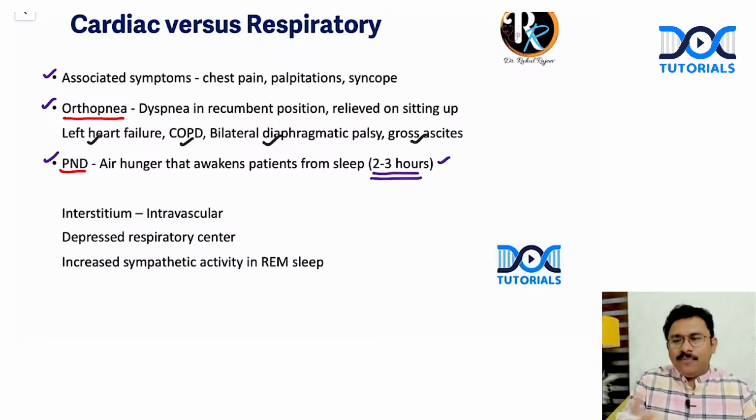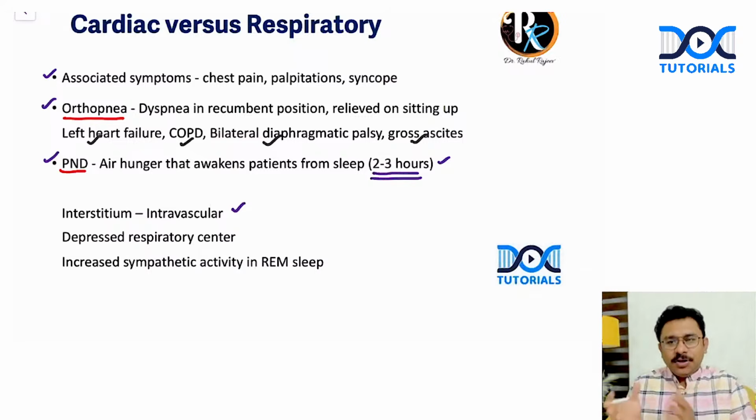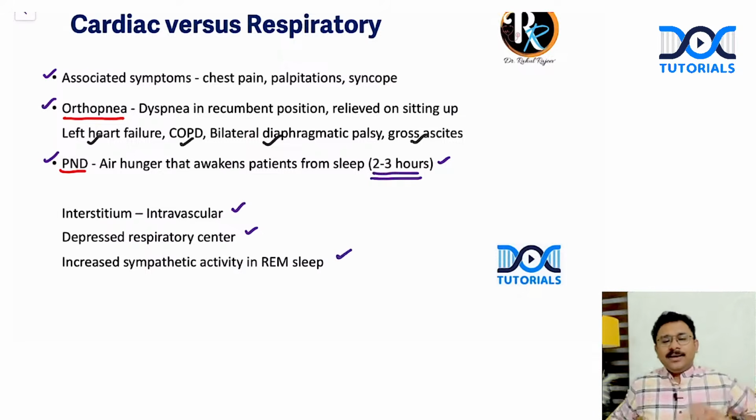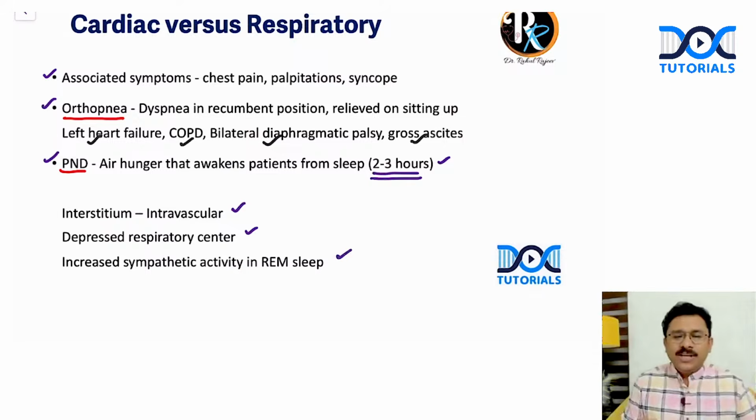Because when you sleep, when you are in the recumbent position, the fluid in the interstitial compartment can come back to the intravascular compartment. So it will take some time for the interstitial fluid to come back to the intravascular compartment, which is why there is a 2 to 3 hour time delay. Another point is that in sleep there is a depression in the respiratory center, or the respiratory drive will be depressed. That again can contribute to the mechanism of PND. And another mechanism is an increased sympathetic activity in the REM sleep, also contributing to the mechanism of paroxysmal nocturnal dyspnea.